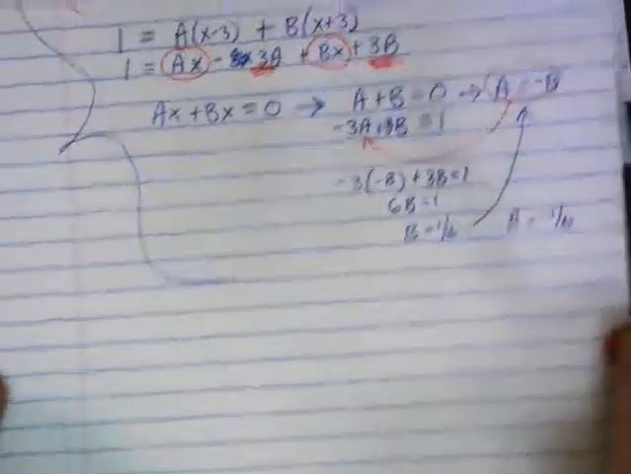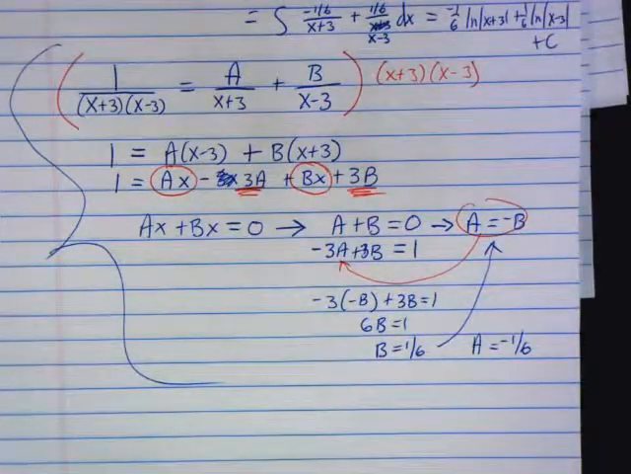Does it matter if you leave it in terms of a and b and then solve it? So you get a ln of x plus 3 plus b ln of x minus 3 and just plug it in at the end? Sure, that would be fine. Same thing. Yep.